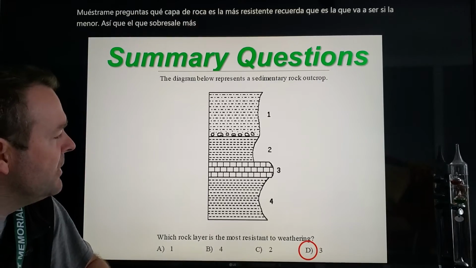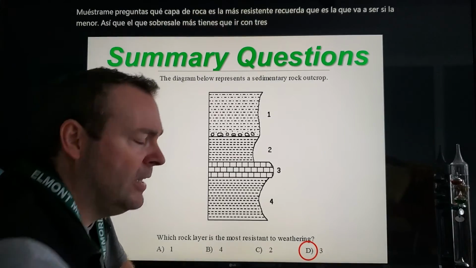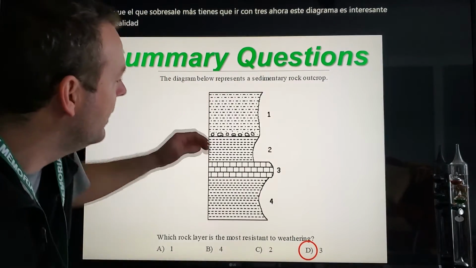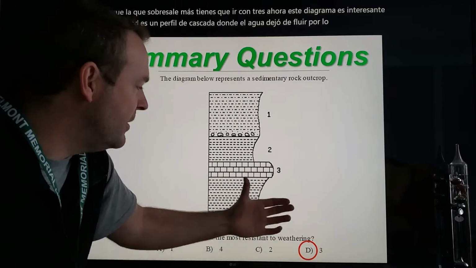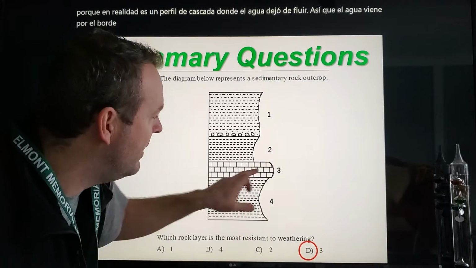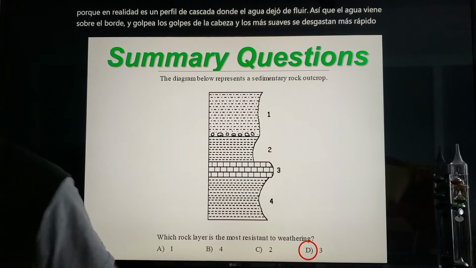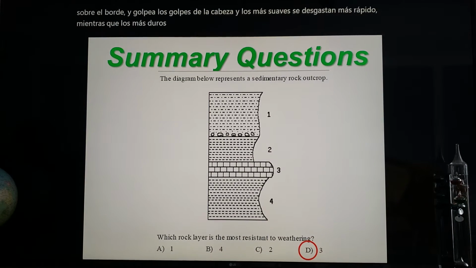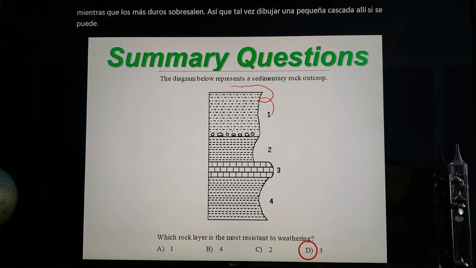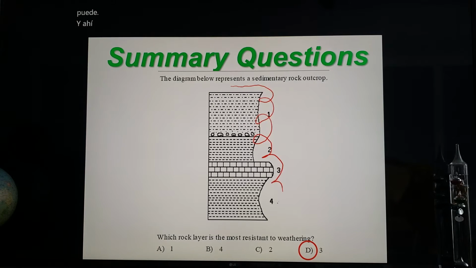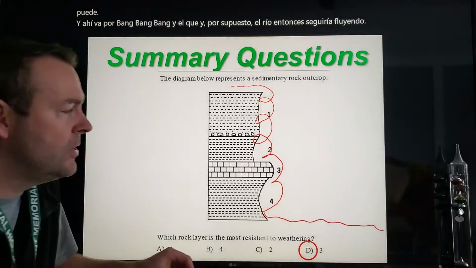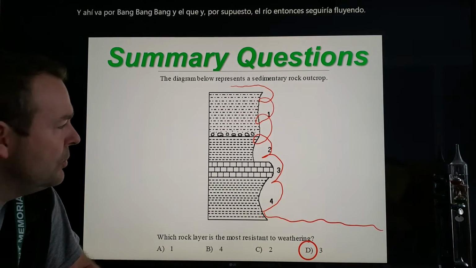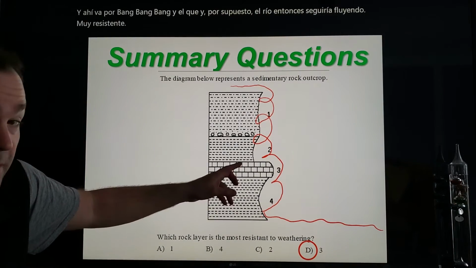Now, this diagram is interesting because it's actually a profile of a waterfall where the water has stopped flowing. So the water comes over the edge and it bangs and it bangs and it bangs. And the softer ones get worn away faster, whereas the harder ones stick out. So maybe draw a little waterfall in there if you can. And there it goes, down, bang, bang, bang. And of course the river then would just keep flowing. And the one that weathered the least is the one sticking out the most. That would be the most resistant to weathering, which incidentally is a limestone once again.